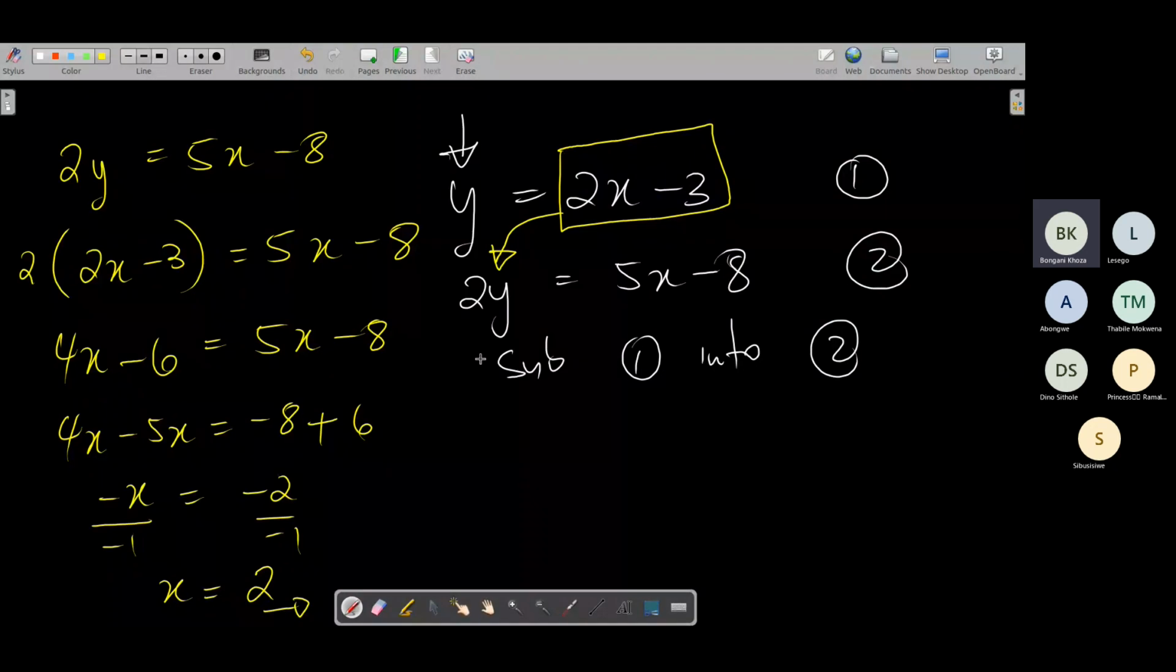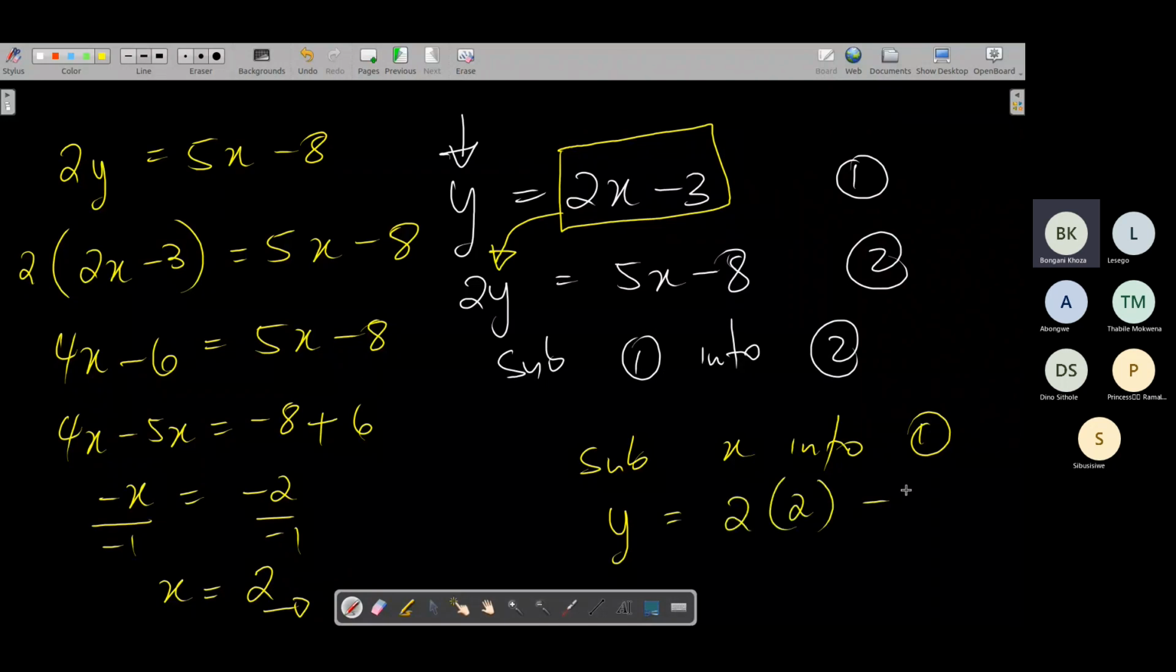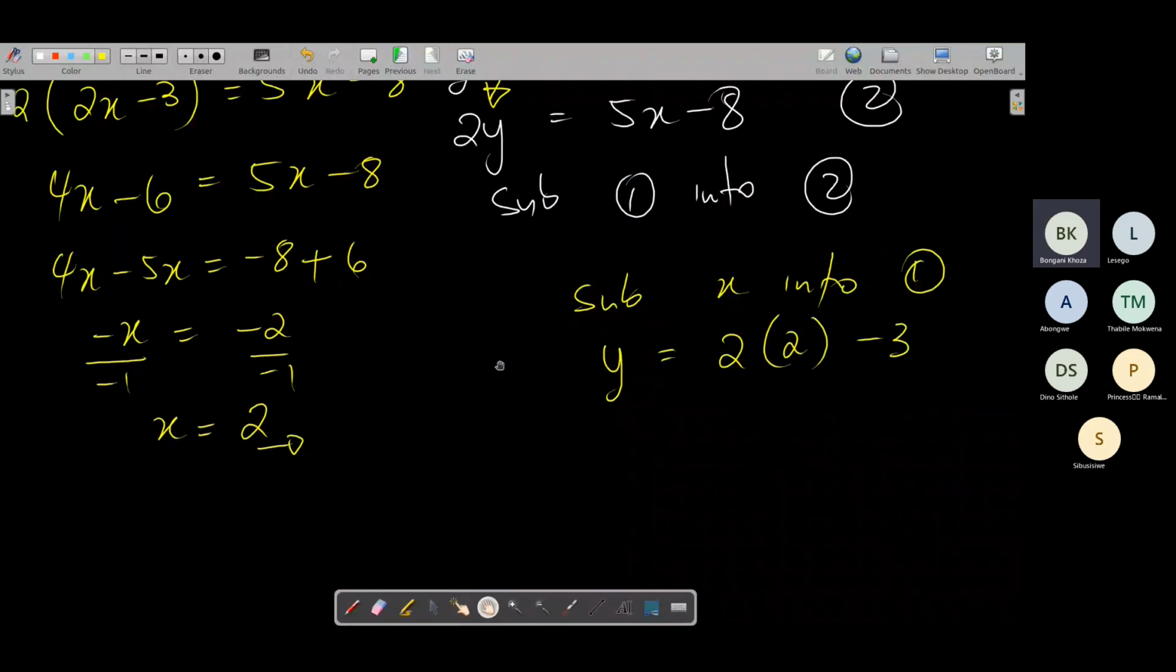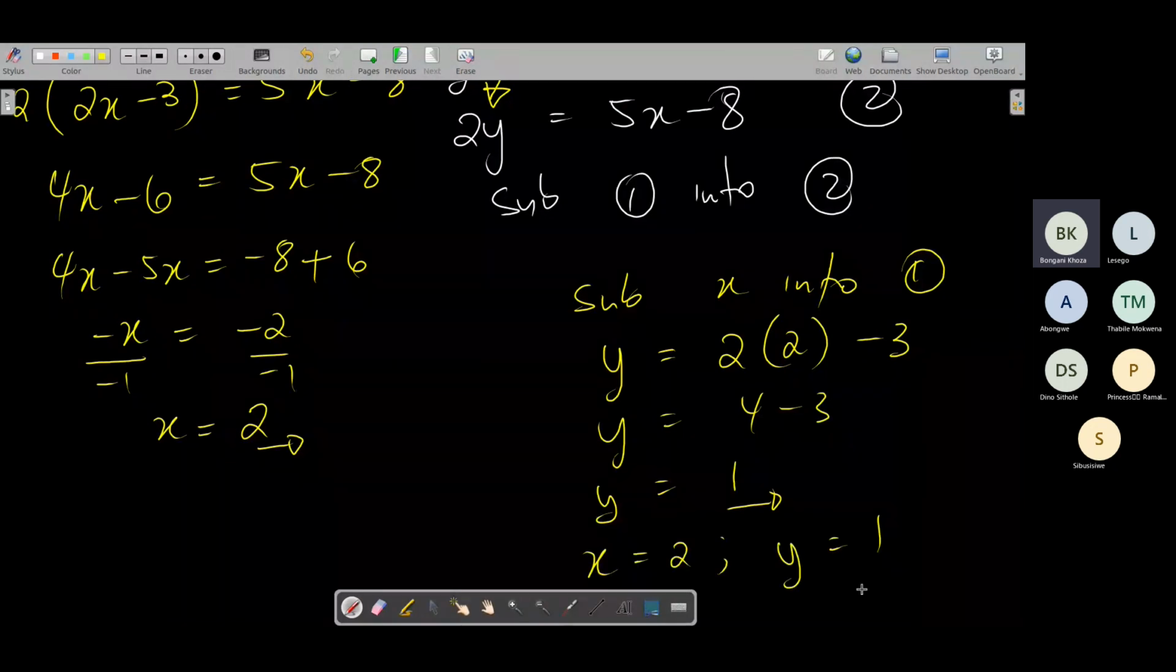We can also use equation 2, but we'd have to divide by 2 in the final part. But now y is already the subject of the formula. So we can say sub x into equation 1. So we can say y equals 2 into 2 minus 3, like that. And then what's our y value? y equals 4 minus 3. y equals 1. So our solution is x equals 2 and y equals 1, like that.